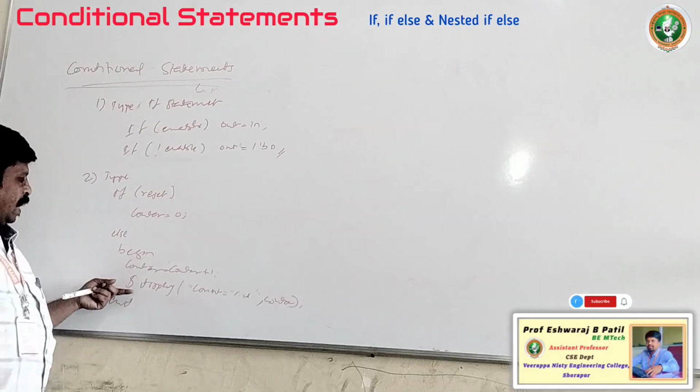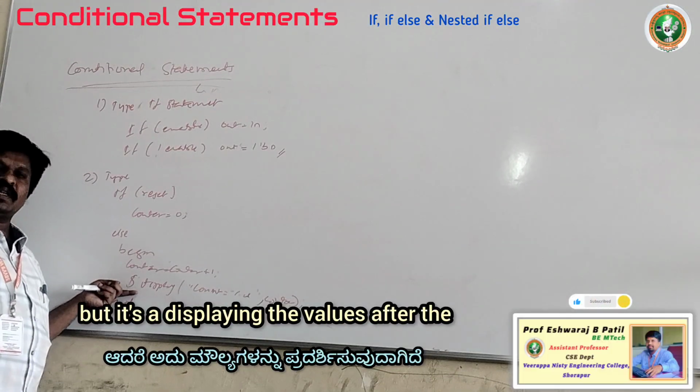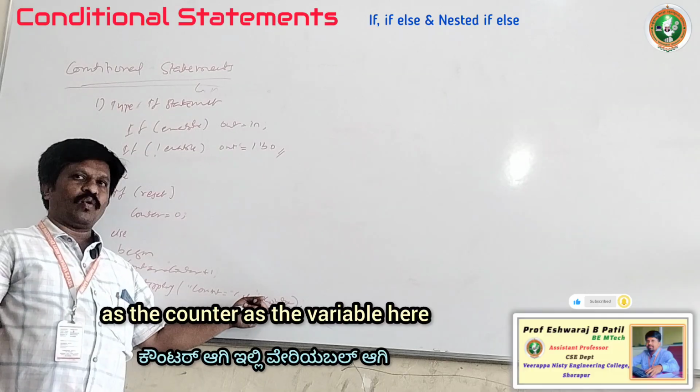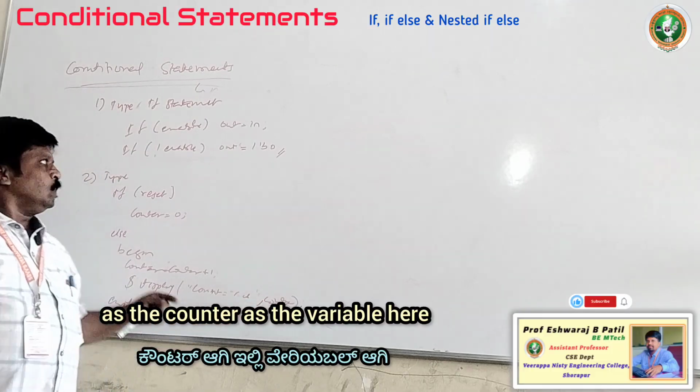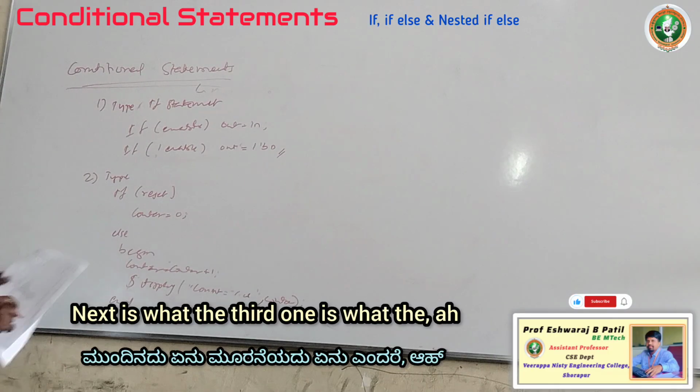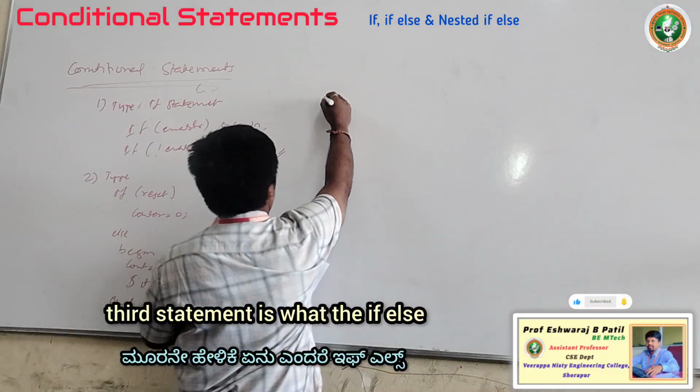Dollar display is nothing but it's displaying the values after the calculation to the monitor, with the counter as the variable here. Okay, next is what the third one, what the third statement is, the if else, nested if else.